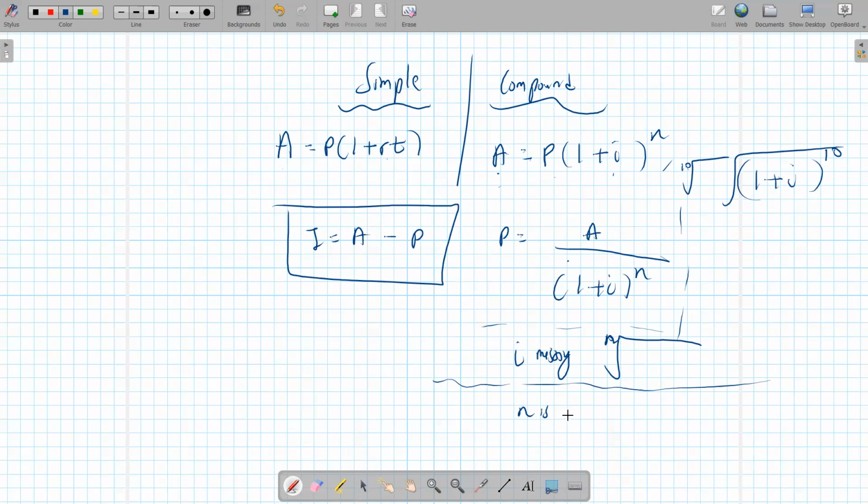If N is missing, that's the time, right? If N is missing, because it's in the exponent, what do we do here? You do log. Yeah, exactly. If N is missing, we do log, and this is pretty much it.